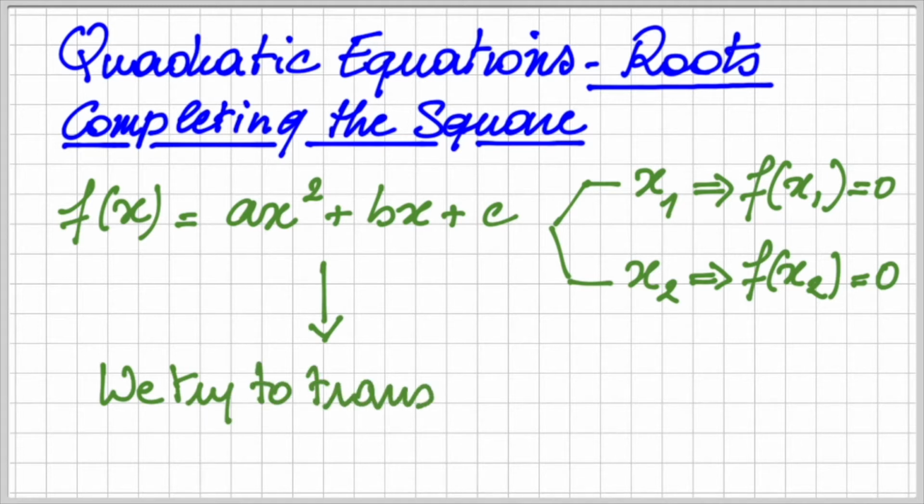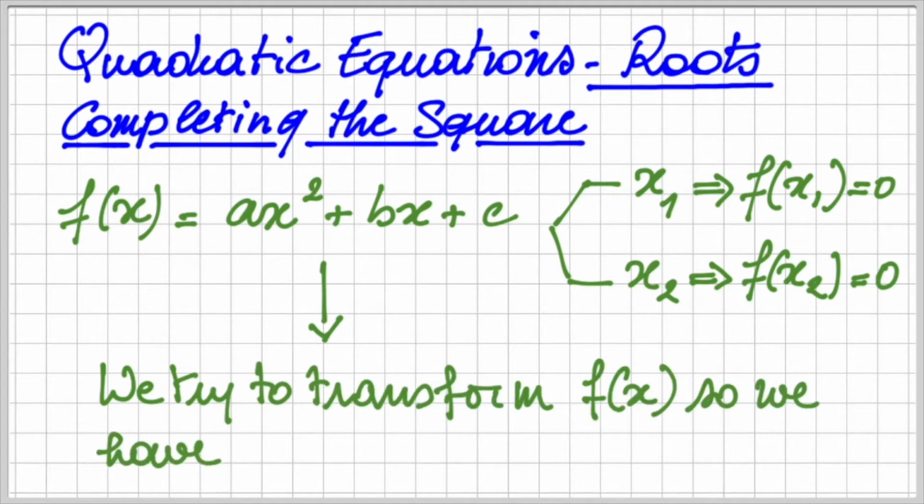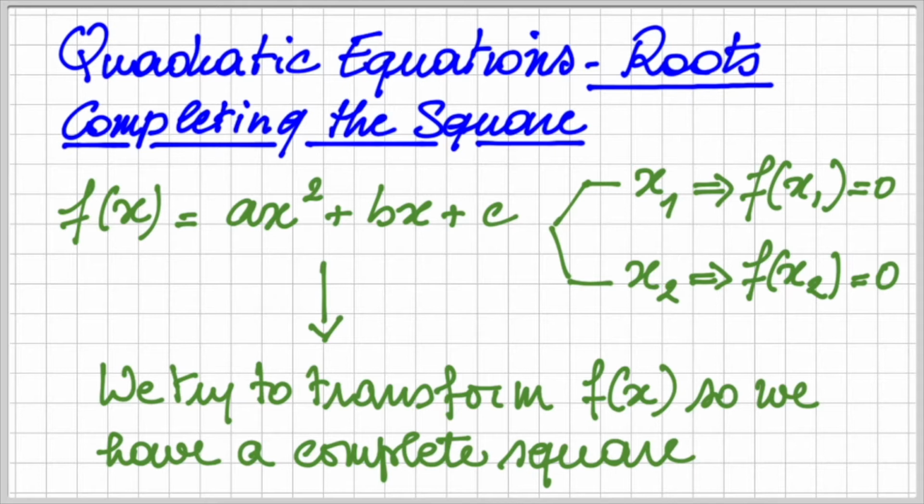Now we try to find and transform this expression so that we have a complete square. A complete square is an expression that we can reduce to (a + b)², like we've seen in the special products formulas.